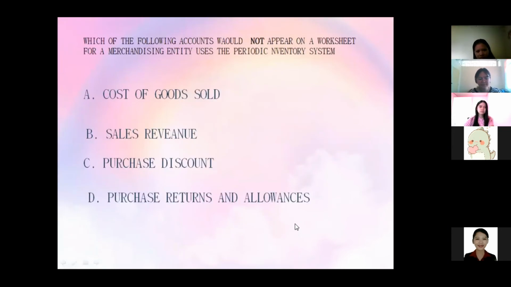So, which of the following accounts would not appear on a worksheet for a merchandising entity that uses the periodic inventory system? A, cost of goods sold. B, sales revenue. C, purchase discount. D, purchase return and allowances. A, B, or C? Pili na.